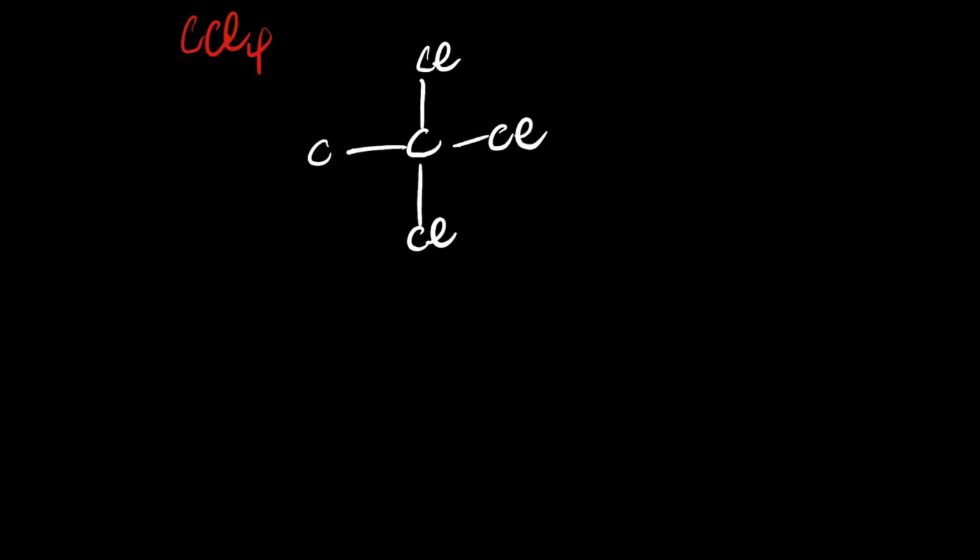Let me do the very last one. It's carbon tetrachloride, CCl4. We have carbon as the central atom, and we have chlorines. Tetra means 4, so carbon tetrachloride means carbon is bonded with 4 chlorines. Chlorine has a greater electronegativity than carbon, so the dipole moments will go towards chlorine, chlorine, chlorine, like that.